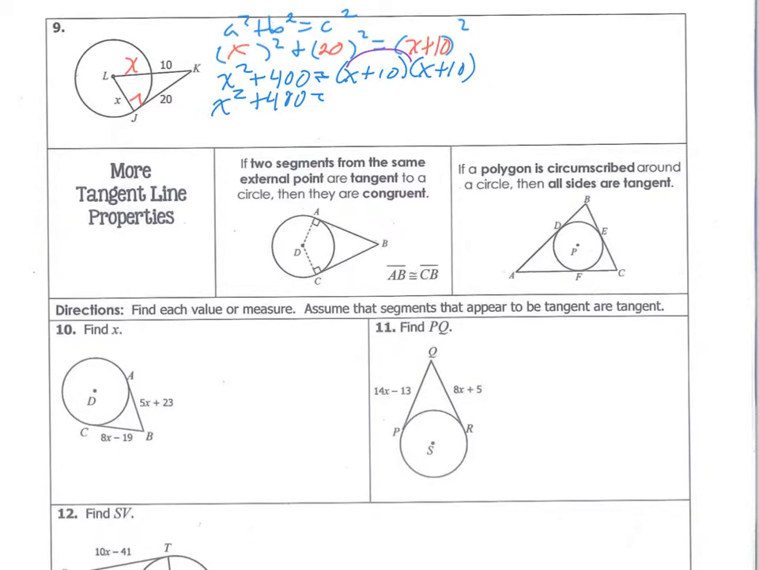x times x is x squared. x times 10 is 10x. Distribute the 10. 10 times x is 10x. And 10 times 10 is 100. Collecting like terms, we've got x squared plus 400 equals, and then here we have x squared plus 20x, and all I'm doing is collecting my like terms here and here, and then plus 100.